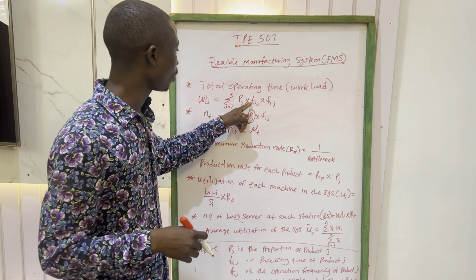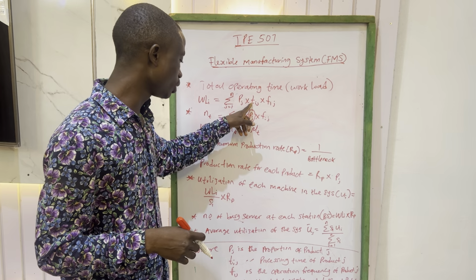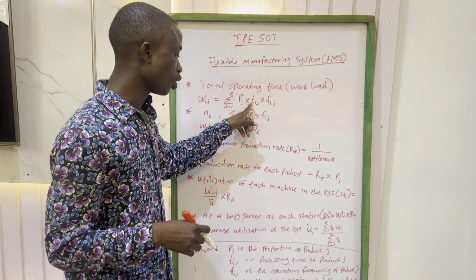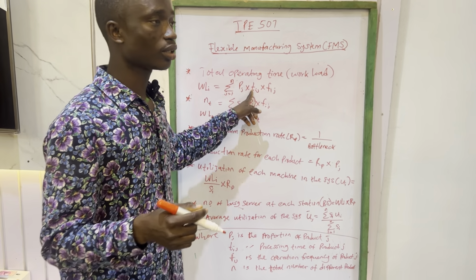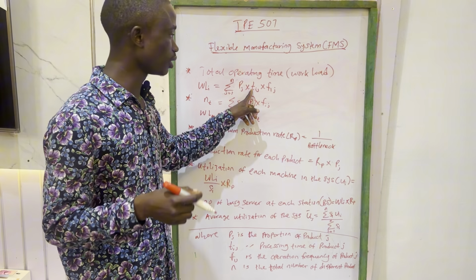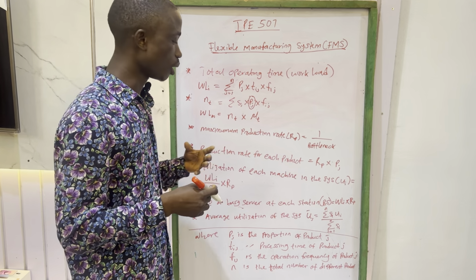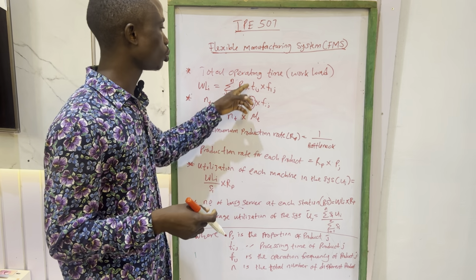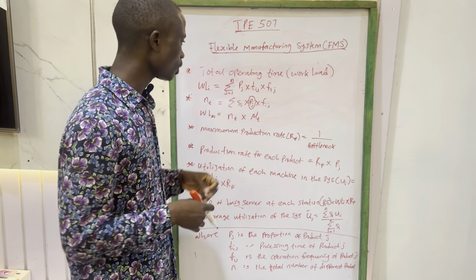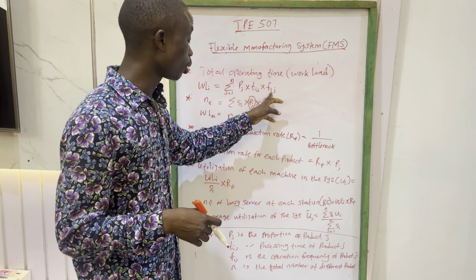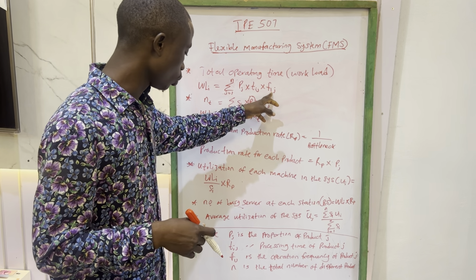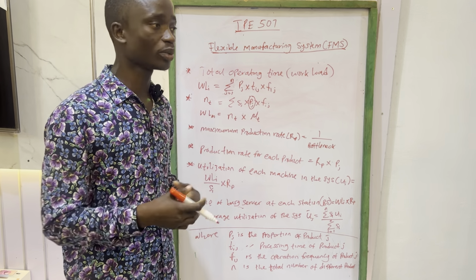So that's what we mean by part mix. And also we have TIJ, which is the processing time of product J. So let's say product A has a time it will take a machine to manufacture that particular product. And also we have the operation frequency, which might be given and it might not be given.